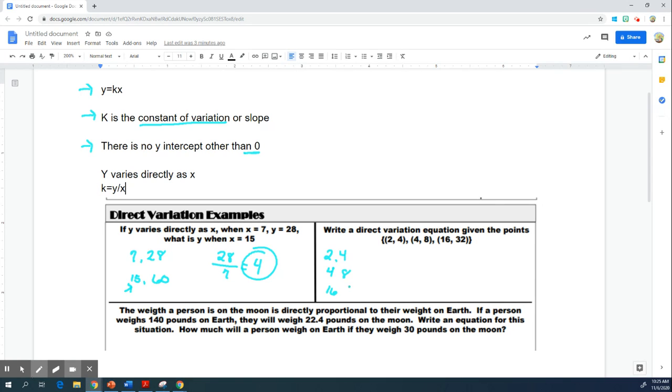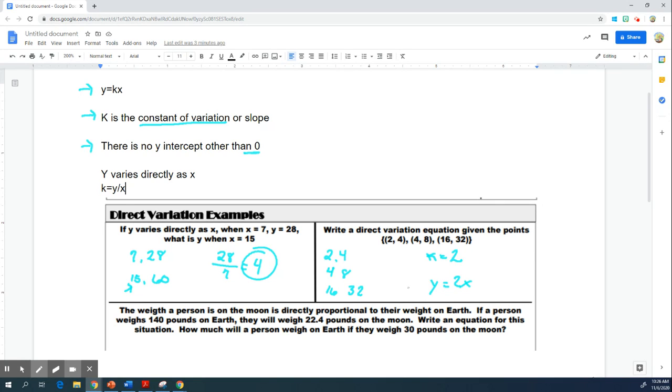That way I can see the differences. How did I get from 2 to 4? I multiplied by 2. How did I get from 4 to 8? I multiplied by 2. How did I get from 16 to 32? I multiplied by 2. It is consistent all the way down. So then you can say that your constant for that is 2. So you can say y equals 2x.